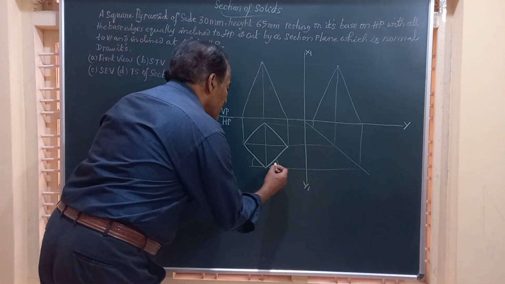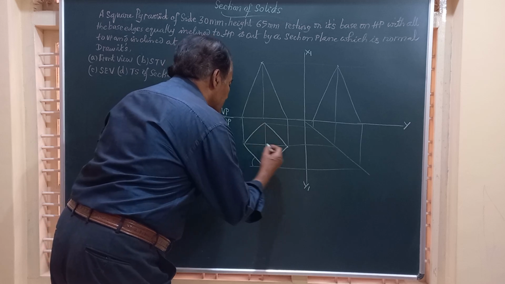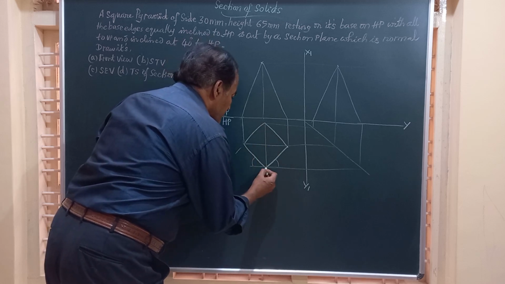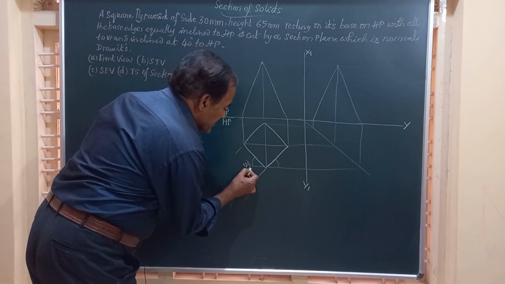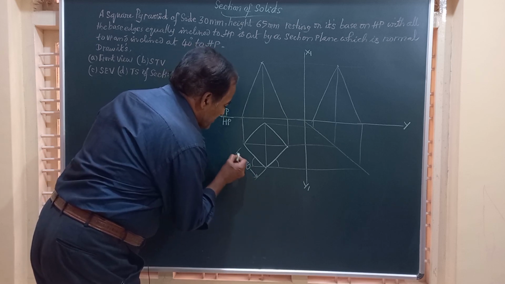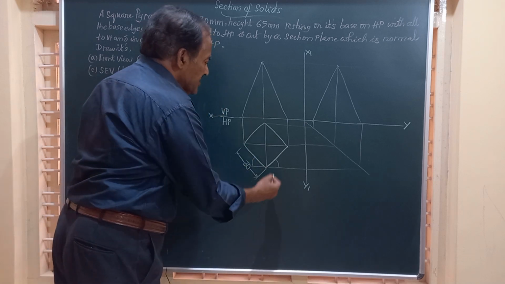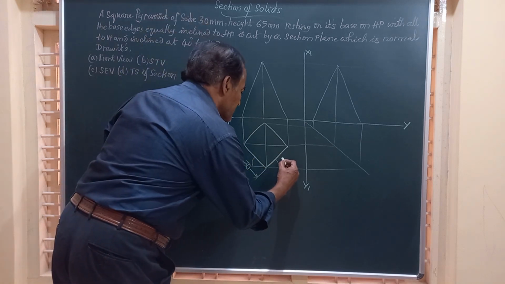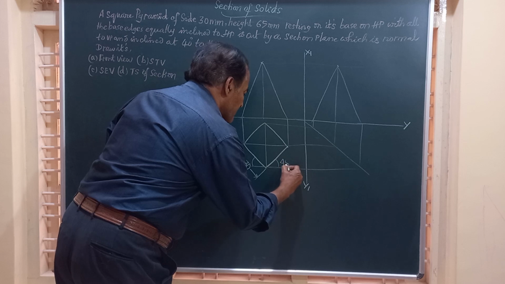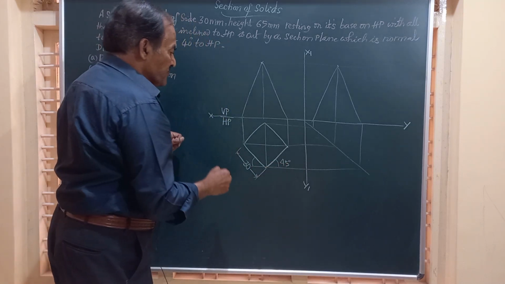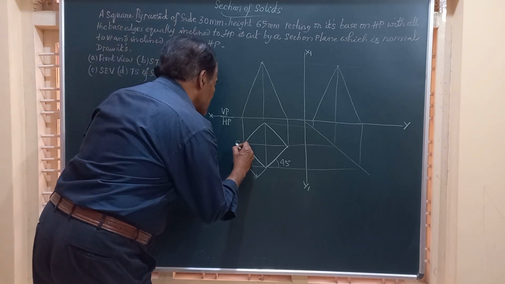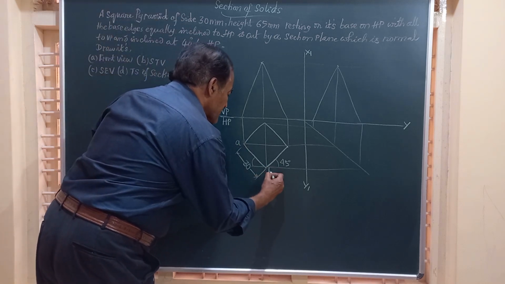So friends, I am going to construct this square of the given side of 30 millimeter such that every side of the base is equally inclined to VP, that is at an angle of 45 degrees. You can say 45, 45 both the sides. And friends, let us mark the pyramid as A, B, C, D.